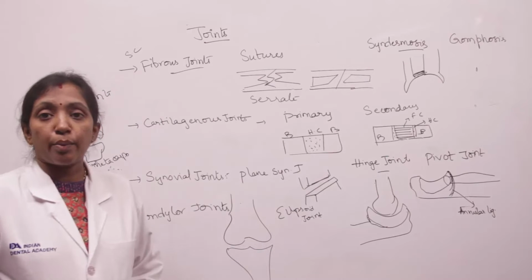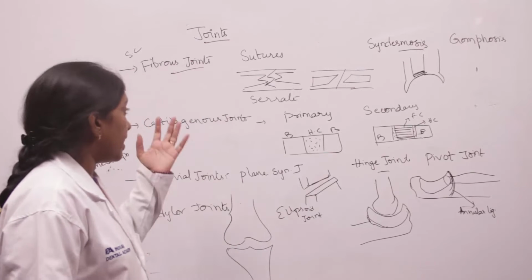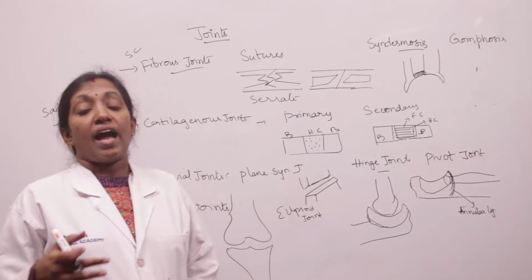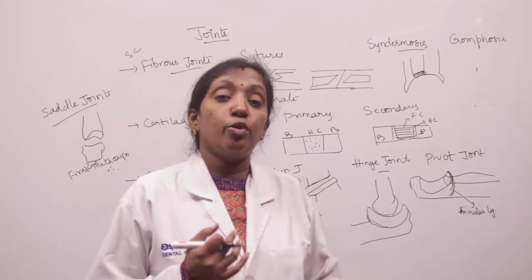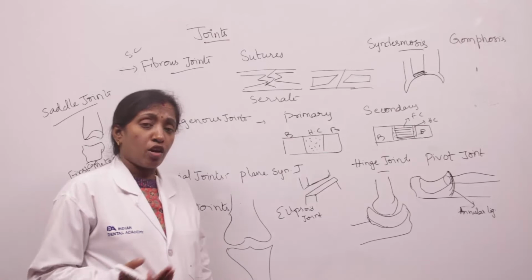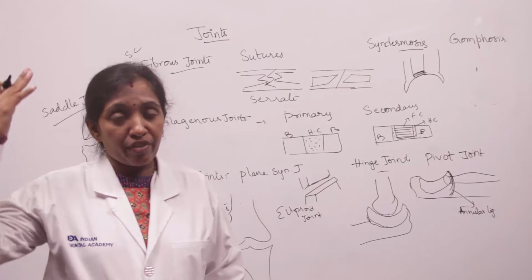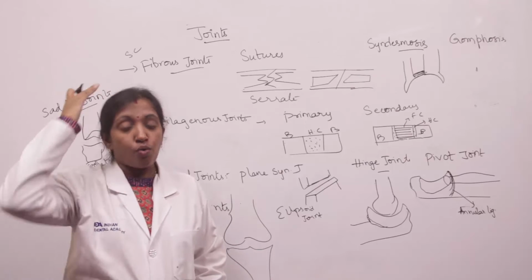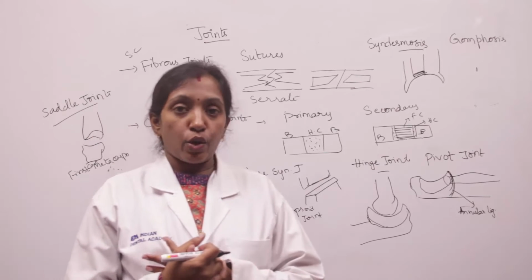So today we are discussing joints. We know that a joint is a connection between two or more bones, and it allows the movement of bones, and some joints are also immovable. For example, the joints present in the vault of the skull are immovable joints.